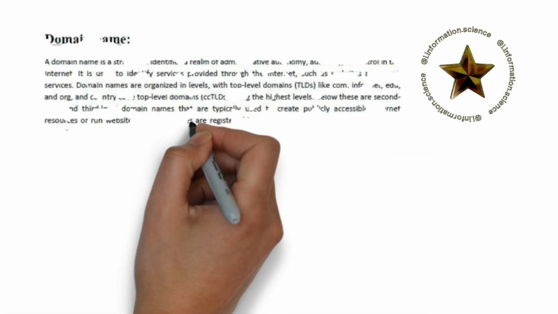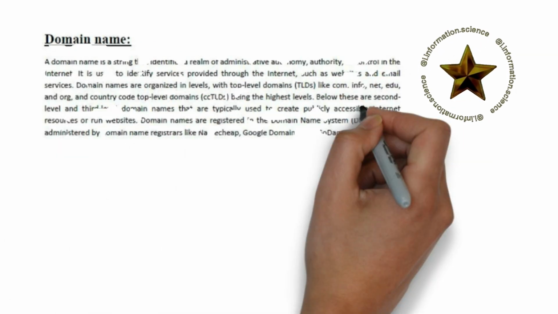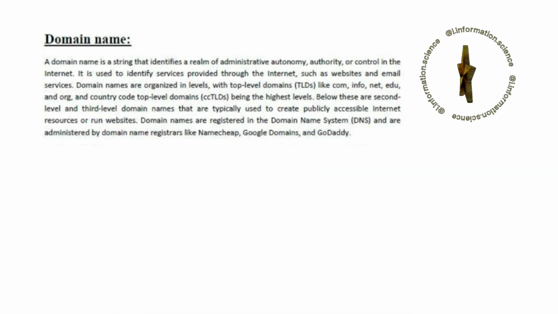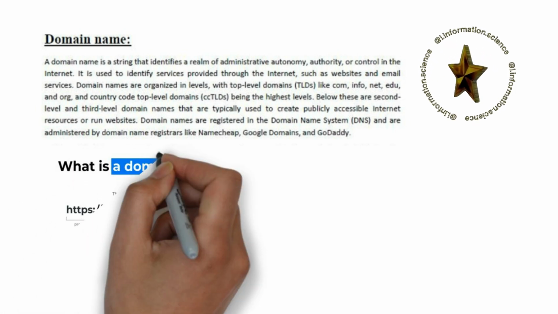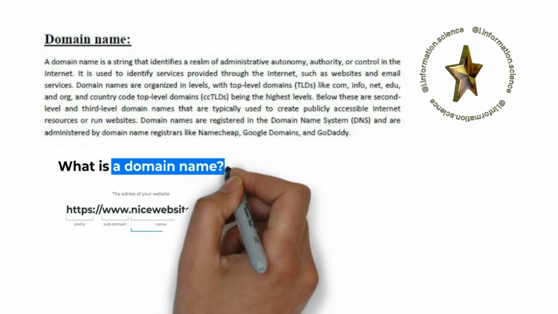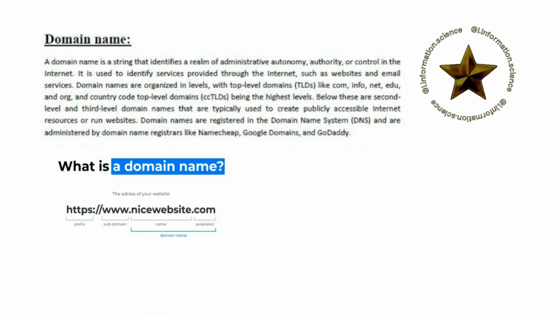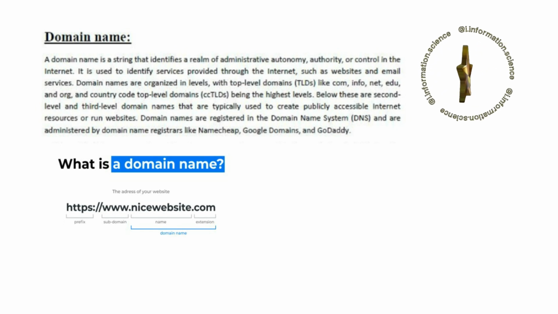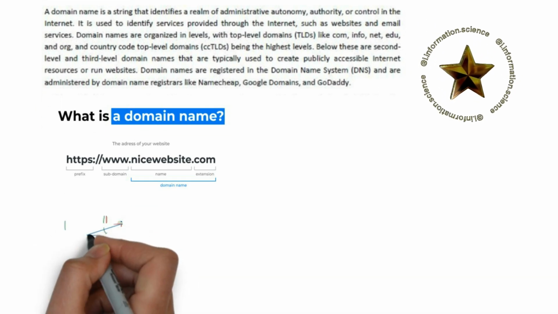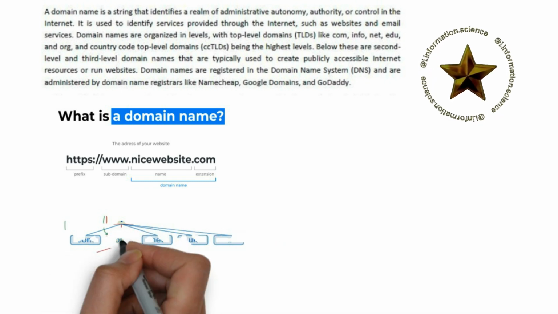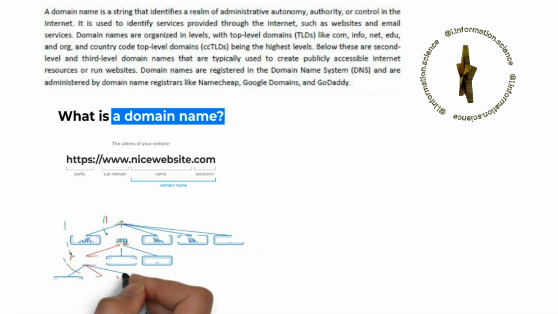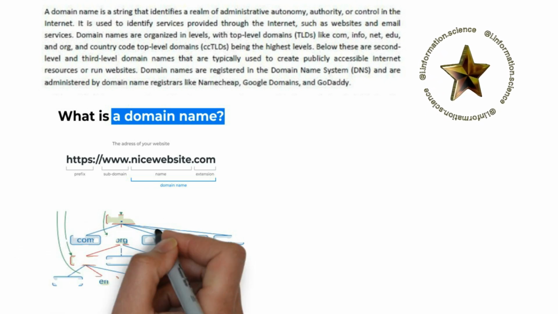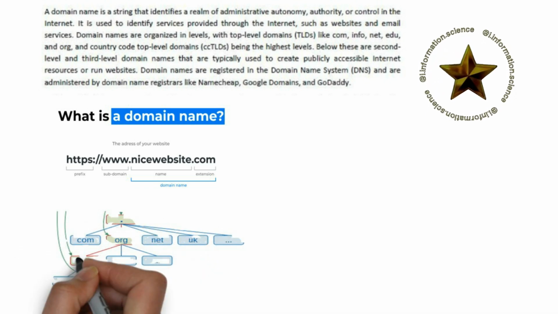Domain name. A domain name is a string that identifies a realm of administrative autonomy, authority, or control on the Internet. It is used to identify services provided through the Internet, such as websites and email services. Domain names are organized in levels, with top-level domains, TLDs, like com, info, net, edu, and org, and country code top-level domains, ccTLDs, being the highest levels.